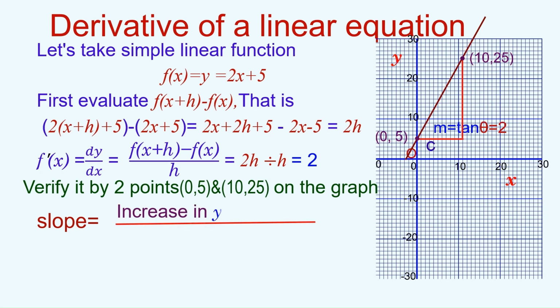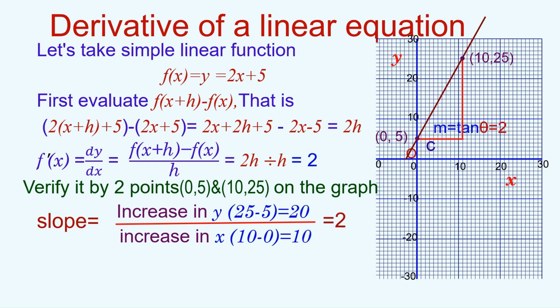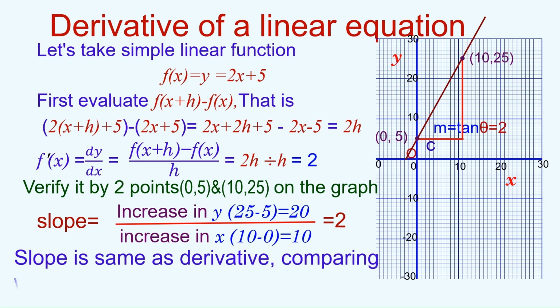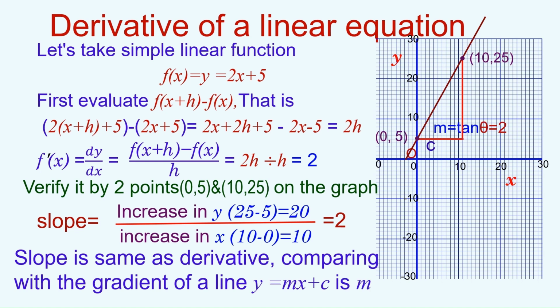Verify it by selecting 2 points, (0, 5) and (10, 25), on the graph. Slope equals increase in y, 25 minus 5, that is 20, divided by increase in x, 10 minus 0, that is 10, equals 2. Slope is the same as the derivative. Comparing it with the gradient of a line y = mx + c, that is m.